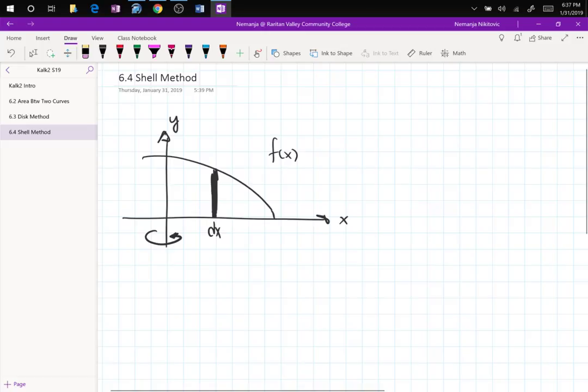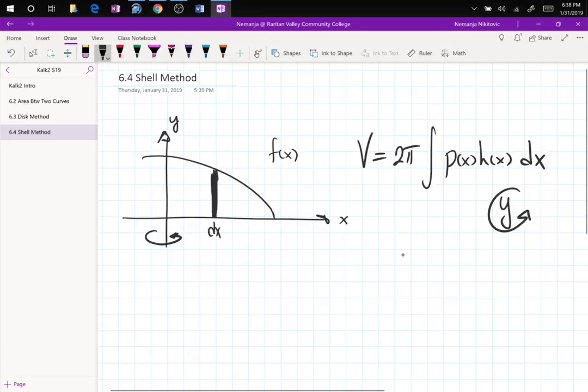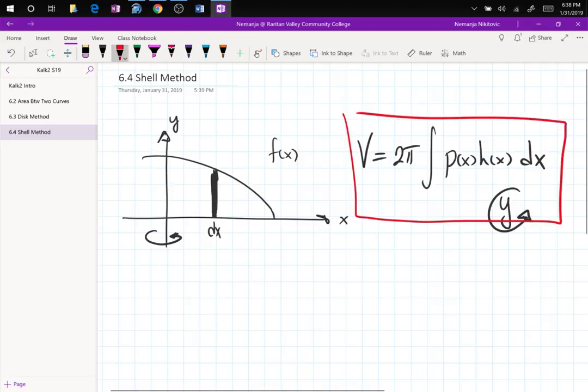Now the formula. The formula, in my opinion, which is never humble, by the way, is very cool. We have 2 pi integral, and they're using p of x, h of x, dx for a y rotation. So again, this is in Larson book. Oh, I forgot my a and b on the integral, the limits of integration. P of x, h of x, huh? What? It's a really cool thing. I love it.